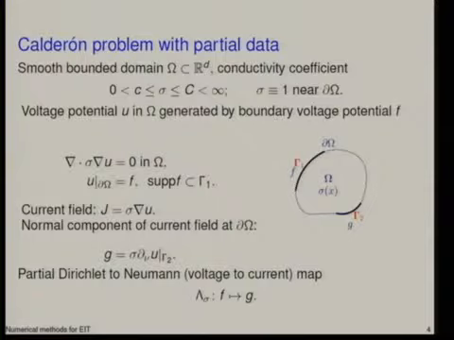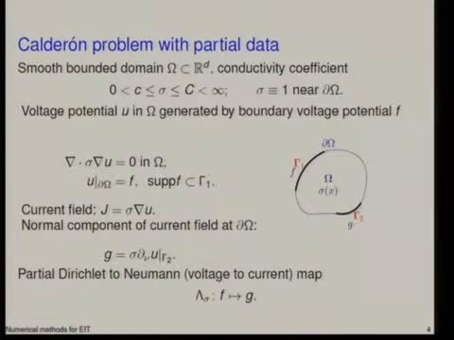Whenever we specify a voltage here, there's still a unique solution to this problem, and it gives rise to a current flow through the boundary. And then we only measure this part on gamma 2. So this is the setup for the Calderón problem with partial data. The partial data Dirichlet-to-Neumann map is now this one that takes f supported on gamma 1 to g supported on gamma 2. A little bit later, this lambda gamma here will be the Neumann-to-Dirichlet map.